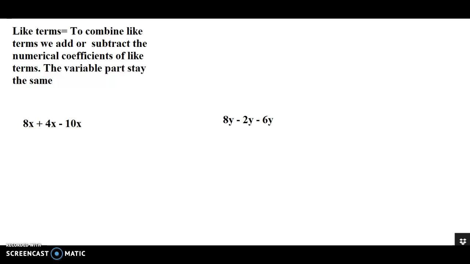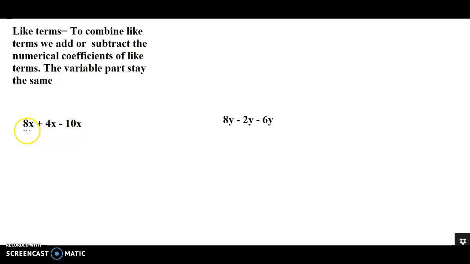In this video, we want to talk about something called like terms. To combine like terms, we add or subtract the numerical coefficient of like terms. The variable part stays the same. So, what does that actually mean? When I look at our problem here, 8x plus 4x minus 10x. These are considered to be like terms because the variables are identical in every way.